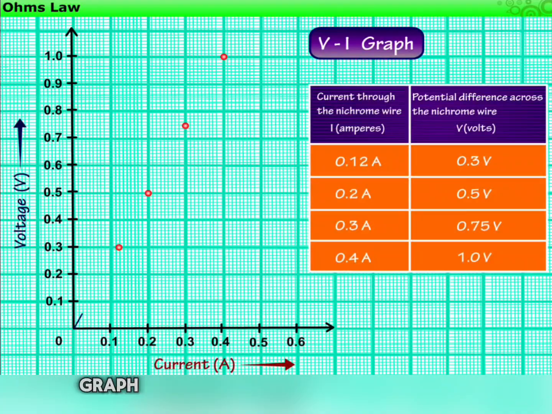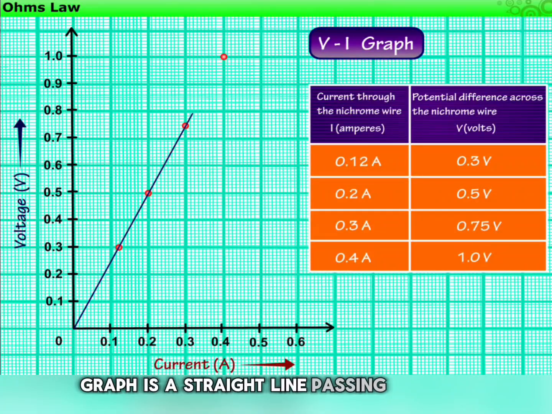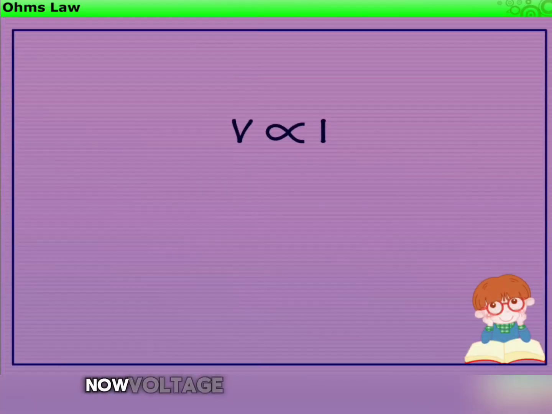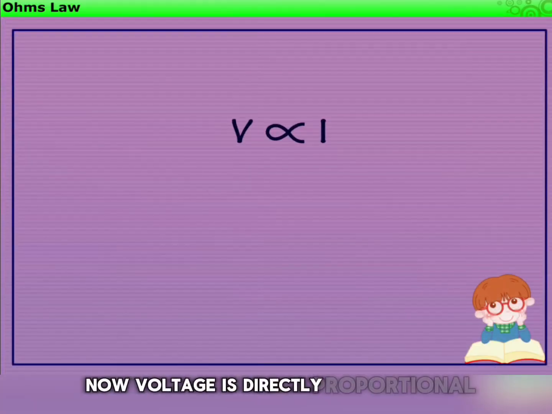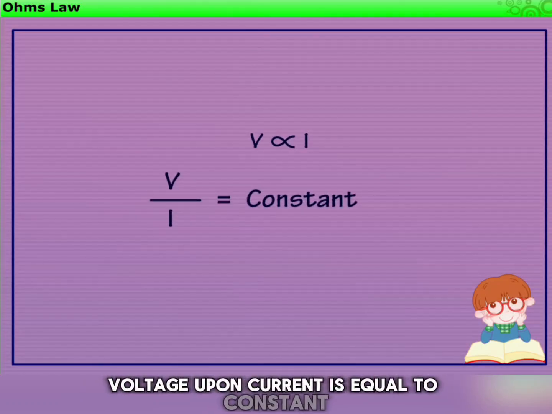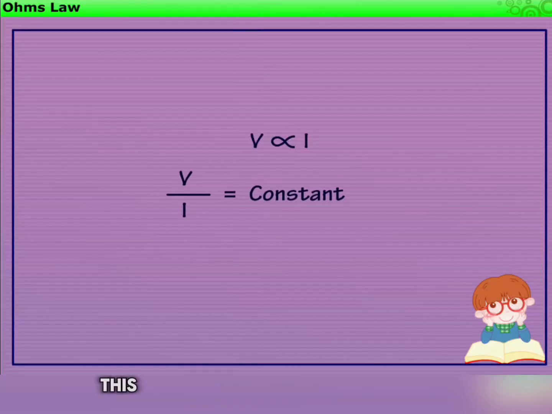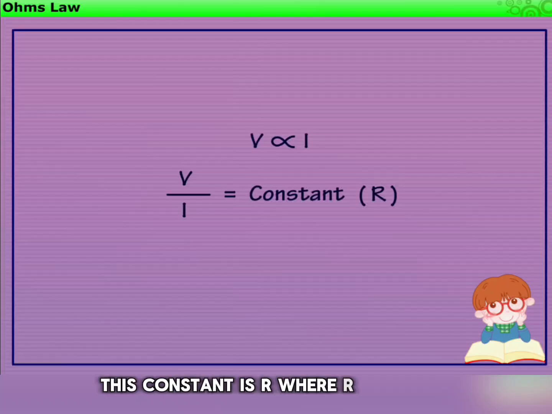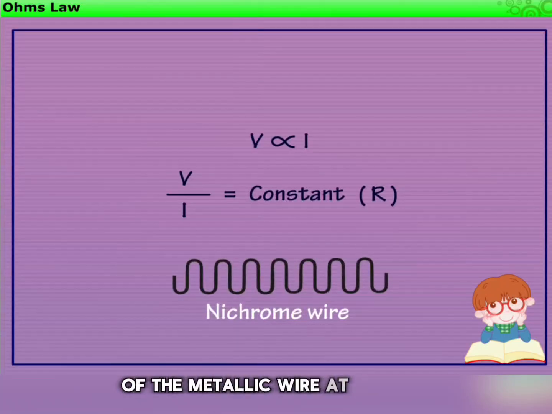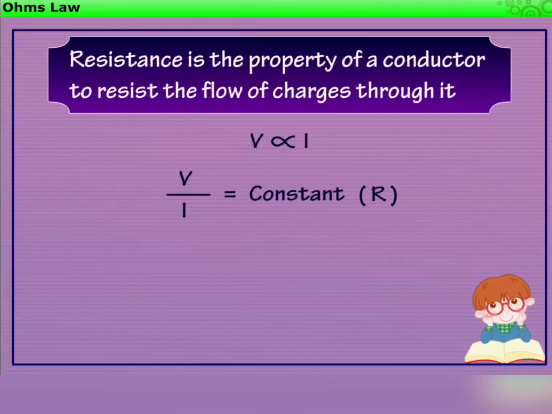The V-I graph is a straight line passing through the origin. Now, voltage is directly proportional to current. Voltage upon current is equal to a constant. This constant is R, where R is called the resistance of the metallic wire at a given temperature.